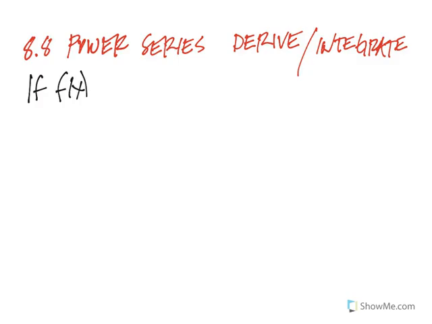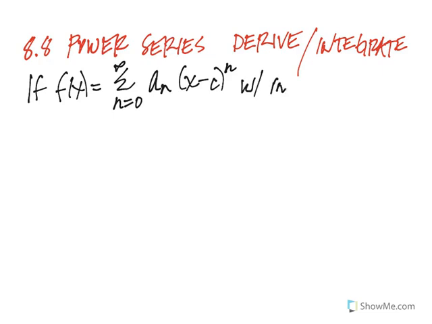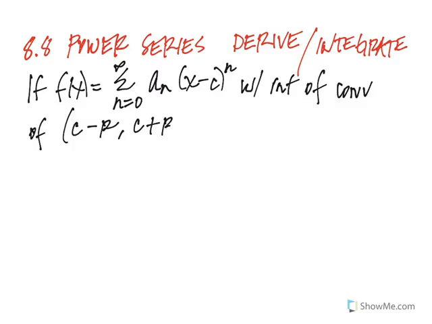If f of x is equal to the infinite sum from n equals 0 to infinity of a sub n times x minus c to the n. And again, that is a power series. It's got x's and c's in it. With an interval of convergence of c minus r to c plus r, and I should mention that r equals the radius of convergence.